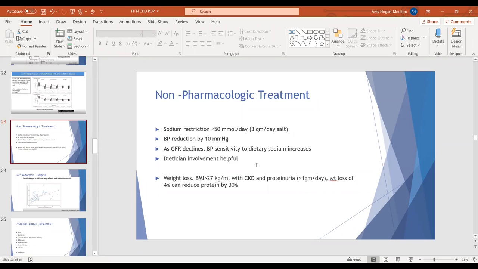They're needing diuretics to try to control the problem. But the dietitians definitely are helpful. There's a lot of data also about weight loss, which I have seen over the years actually making a difference. Again, I'm not sure what your average BMI is, but we tend to be heavy here. And in people with chronic kidney disease and proteinuria, weight loss of 4% can reduce protein. It also can reduce blood pressure.